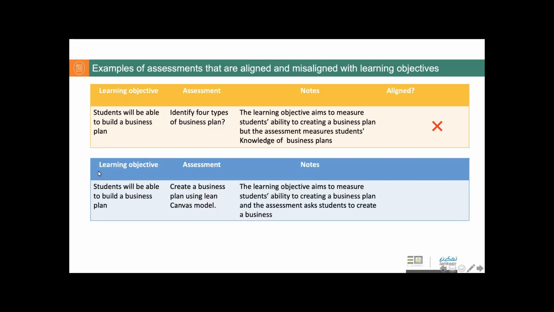In this example, the same learning objective, but the assessment is to create a business plan using the lean canvas model. For this example, we can see that the learning objective aims to measure students' ability to create a business plan, and also the assessment asks students to create a business plan. So here the assessment and the learning objectives are aligned.